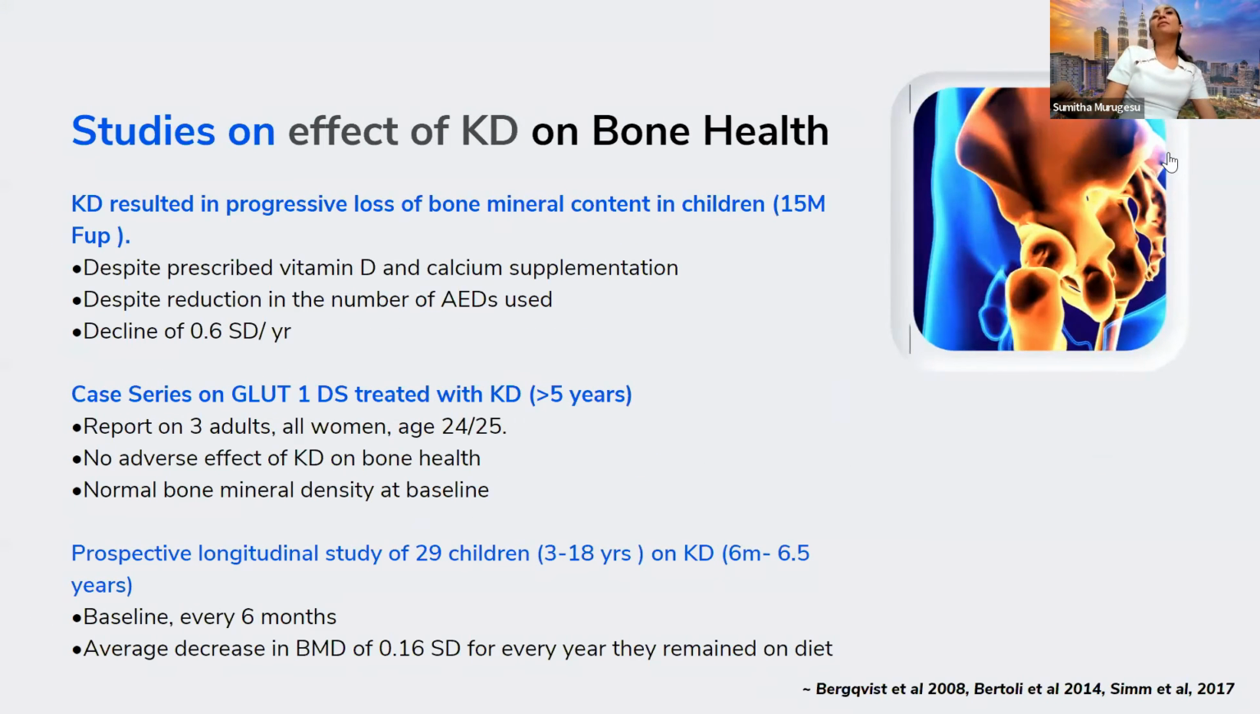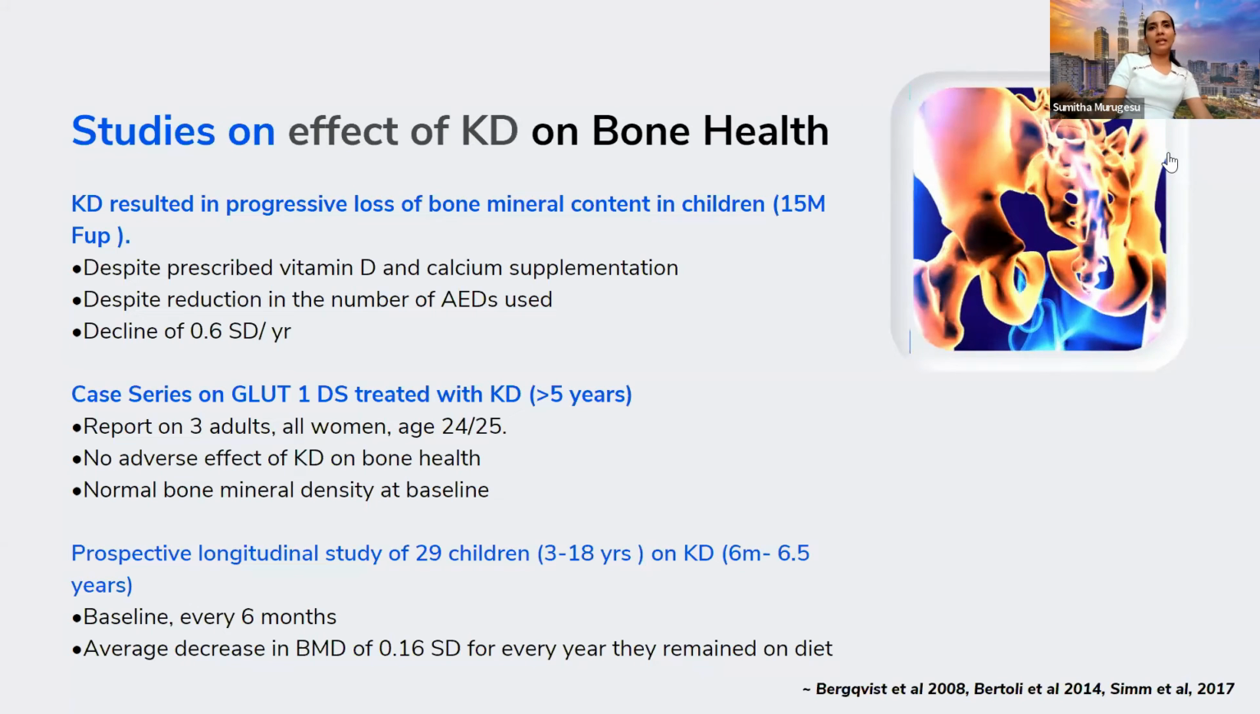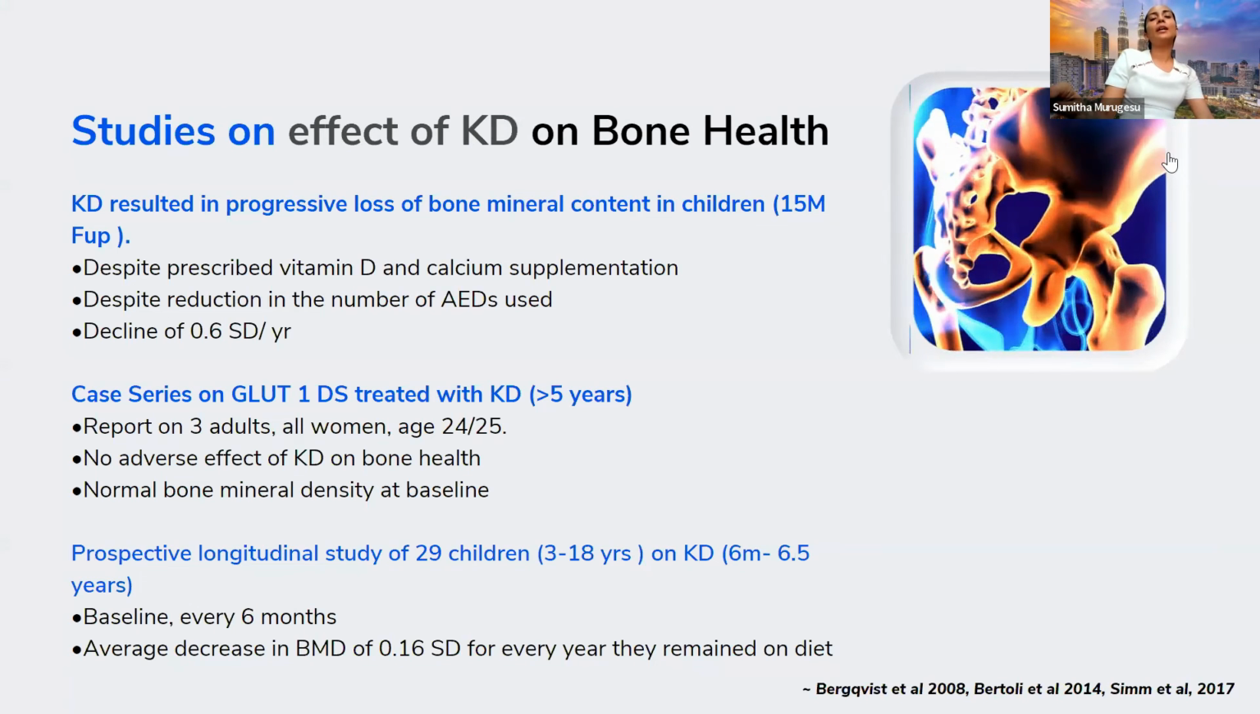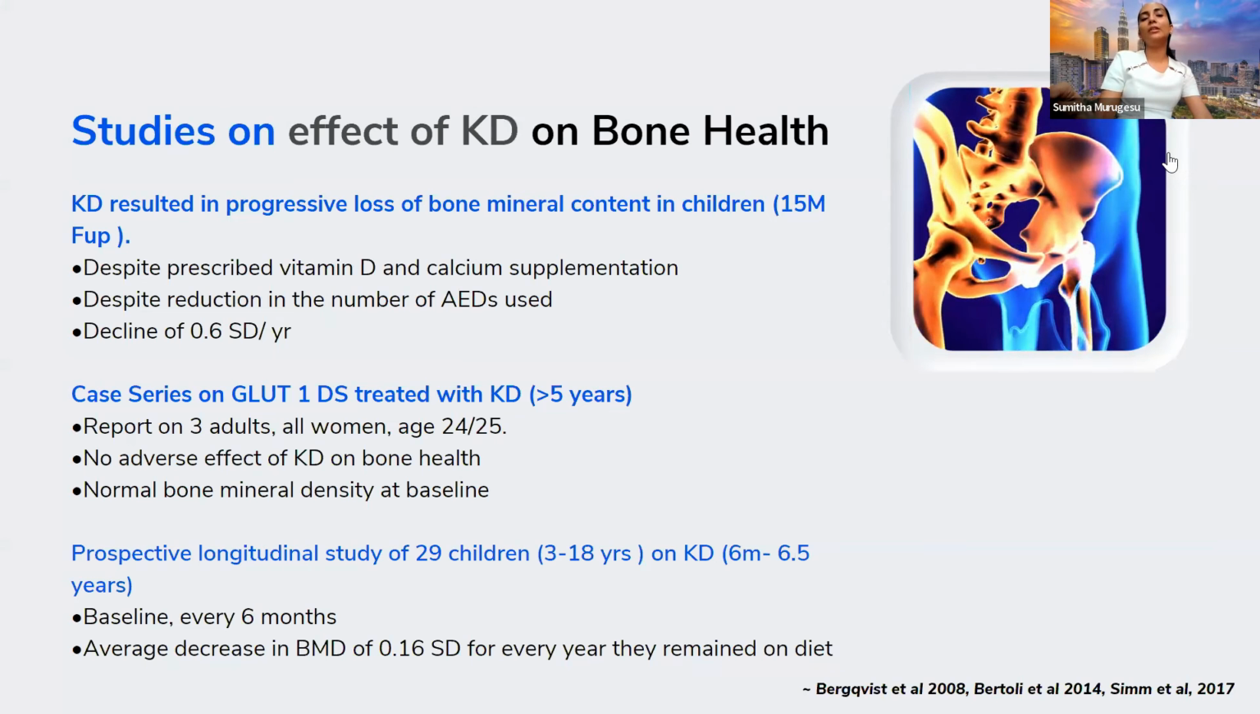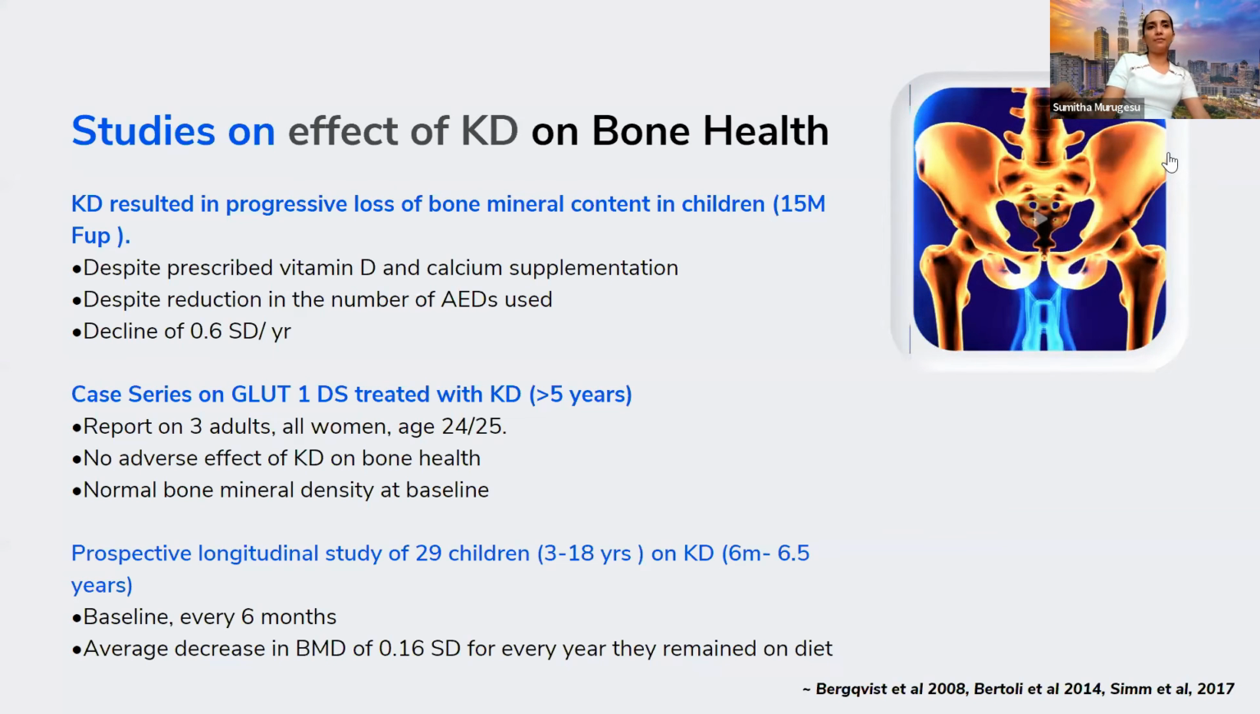What do the studies on the effect of the ketogenic diet on bone health say? There was one study that looked at the diet causing progressive loss of bone mineral content in children in a 15-month follow-up. They were prescribed vitamin D and calcium supplementation despite a reduction in the number of anti-seizure medications used, and they found a decline of 0.6 standard deviation per year.